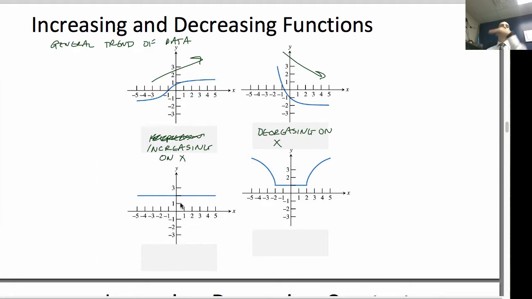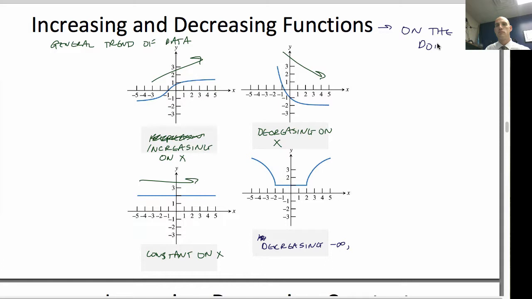This one is a straight line across. There's no life to this data. This is constant on x. Okay, so it's going straight to the right. This last one is a little bit tricky because notice, down, across, up. So the general trend is three different things. It's increasing. Well, let's start with decreasing. It's decreasing from negative infinity all the way up until, now we're defining this by its x, because we're talking about the domain, right? Increasing on x, constant on x.